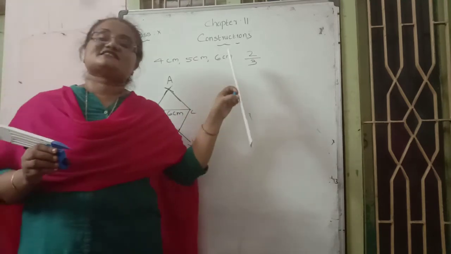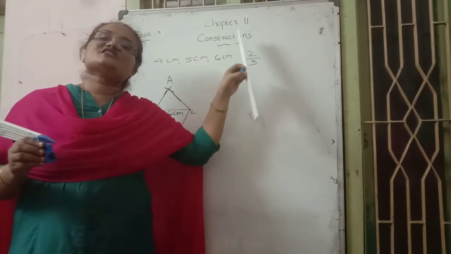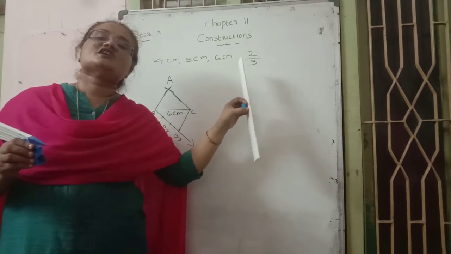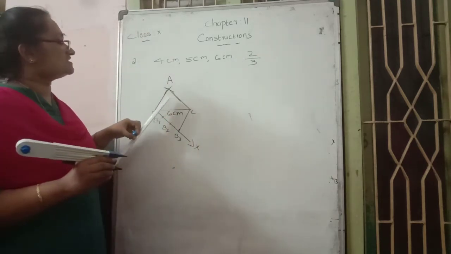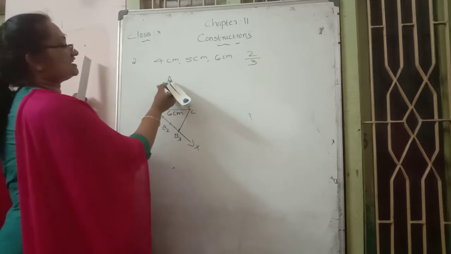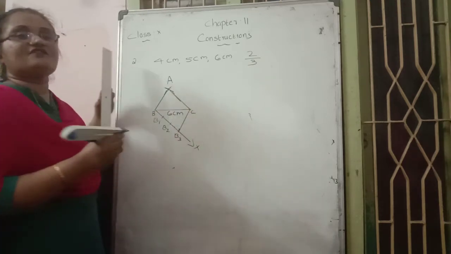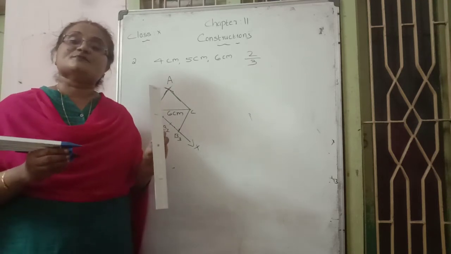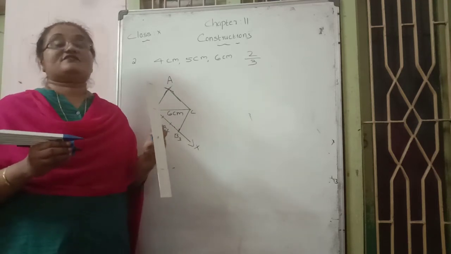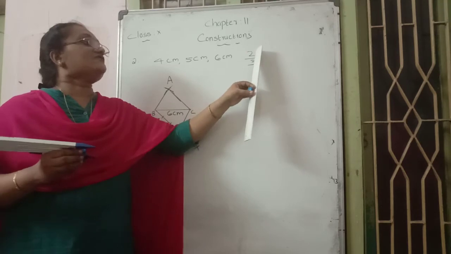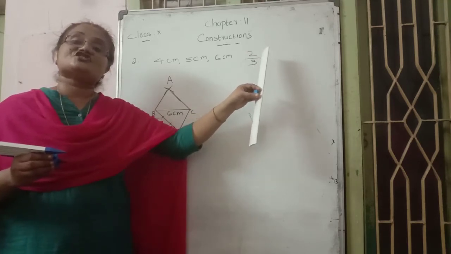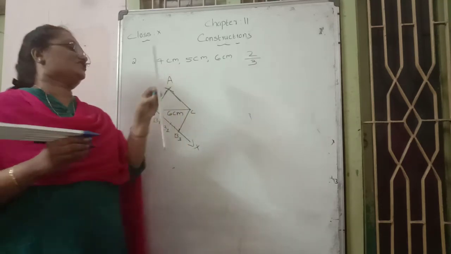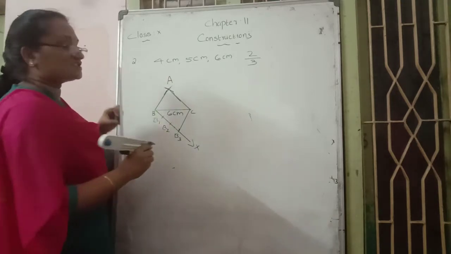Then remember, in the scale factor, if the numerator is lesser than the denominator, our similar triangle comes inside our original triangle. Which is the original triangle? ABC is our original triangle. So inside the ABC triangle, our similar triangle will come, in the case where the scale factor's numerator is lesser than the denominator. Then next, what is our aim?